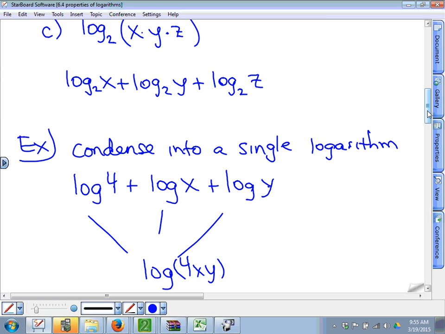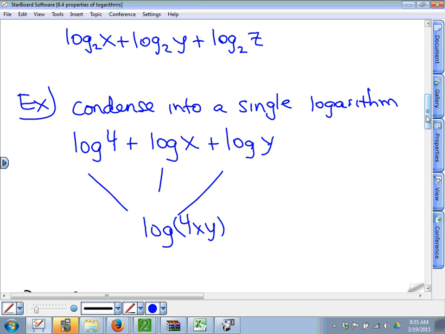Not that bad, right? One thing I forgot to mention, this is actually pretty important. You can only take multiple logarithms and put them together if they have the same base. What kind of base are we talking about here? Always. If these were all different bases, you couldn't put them back together. You guys understand that? You all have to have the same base.